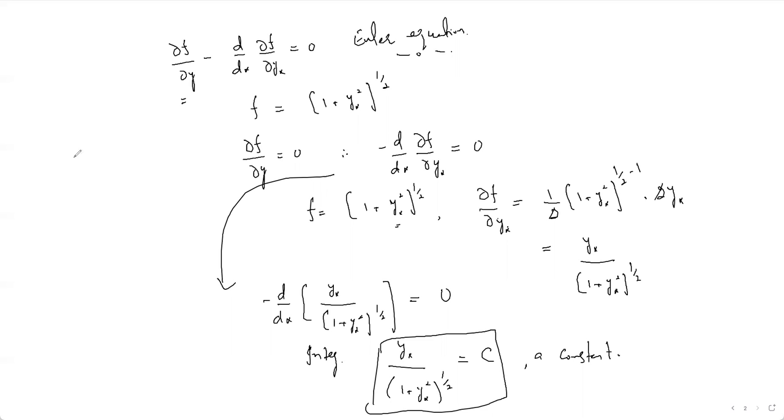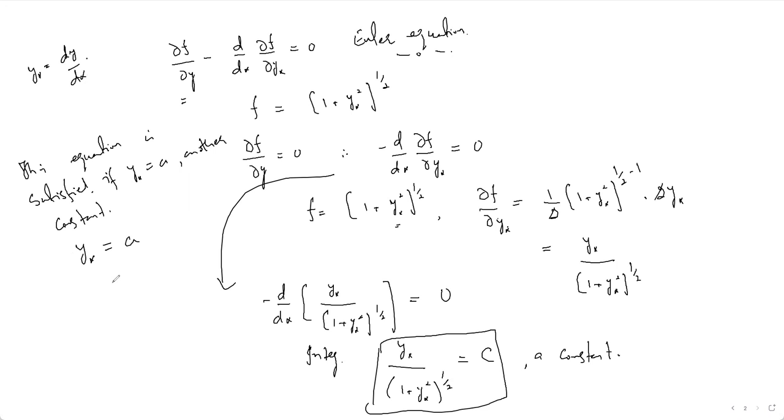So let me write here: this equation is satisfied if y'(x) is equal to a, another constant, or second constant. That means y'(x) will be equal to a, where y'(x) is simply dy by dx. So I can write this as dy by dx equal to a, or dy is equal to a into dx. Again, integrating, y will be equal to a times the integral of dx, which is x, plus some another constant b. So this is the equation y is equal to ax plus b.